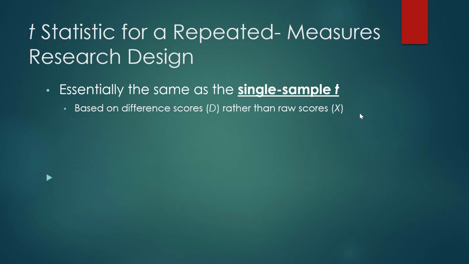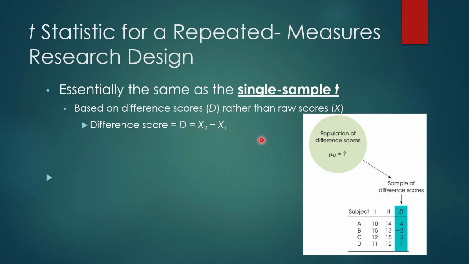So when we did a one sample t-test, the formulas are going to be very similar to the t-test for repeated measures. The main difference is instead of a raw score, we're using difference scores because we have a repeated measures design. So the difference score, or D, is going to be x2 minus x1. So we have a population of difference scores that we're going to obtain.